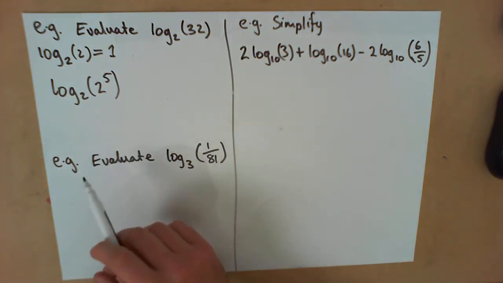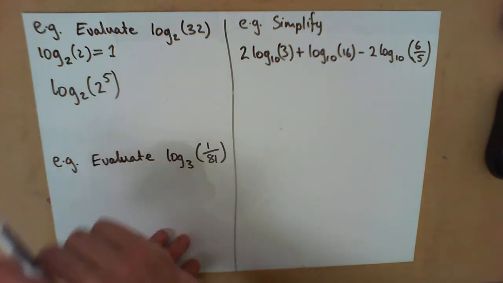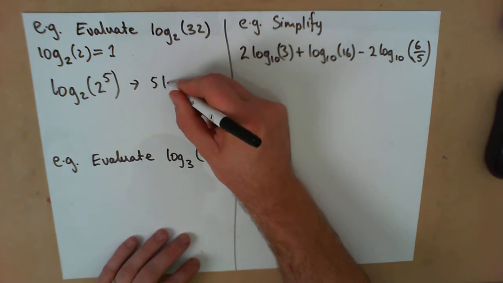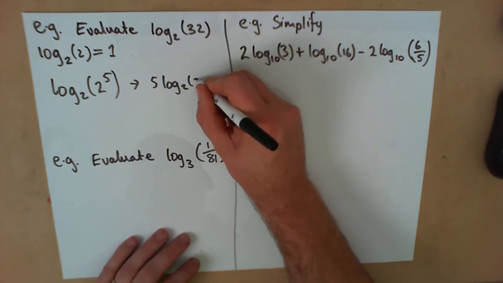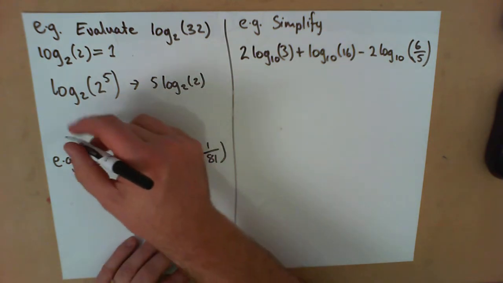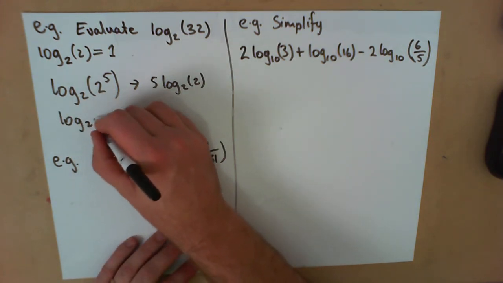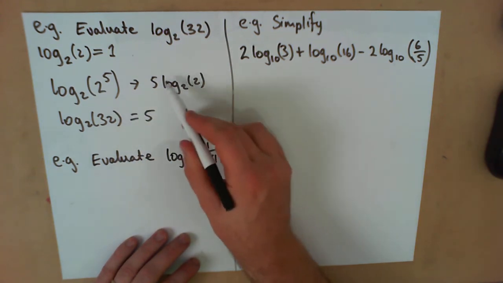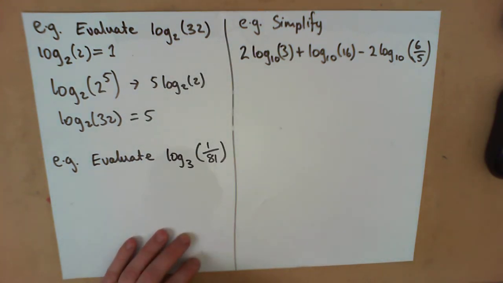And we have that log law that says when this thing's to a power, that power can come down the front. So we can say this is 5 log to the base 2 of 2. And we know log to the base 2 of 2 is 1. So we can say log to the base 2 of 32 is equal to 5, because this is just 1, so we're just left with our 5.